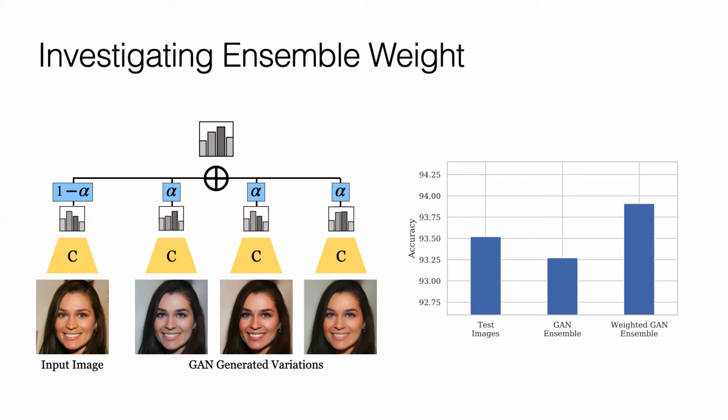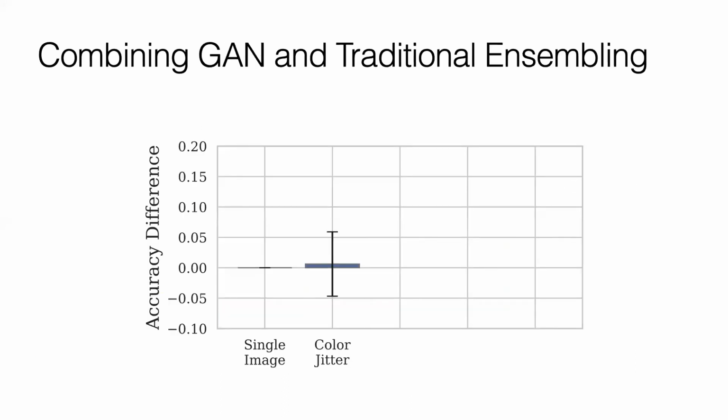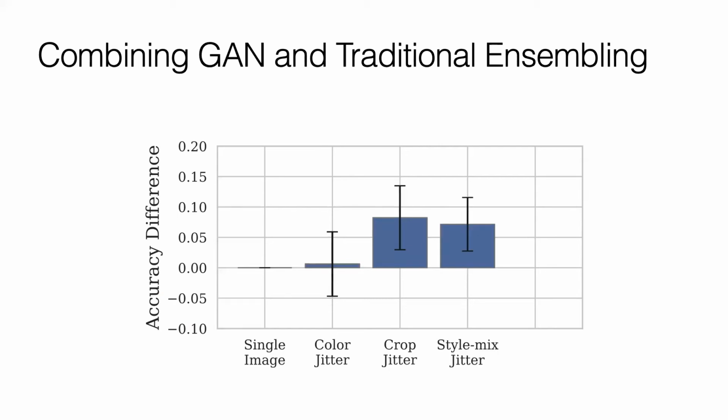Next, we'll investigate how the GAN-generated images compare to traditional test time ensembling methods such as cropping. We compute the change in classification accuracy when using a single test image compared to ensemble of color jittered images or cropped images. Ensembling small spatial crops improves classification accuracy. Using the GAN-generated style mixing ensembles performs similarly to ensembled crops. However, when averaged over the 40 facial attributes, the benefits are greater when both are combined together.